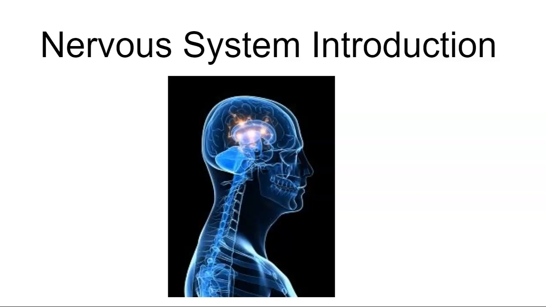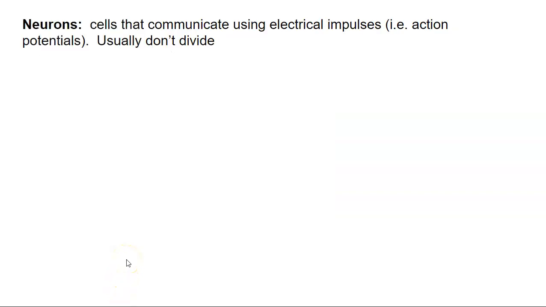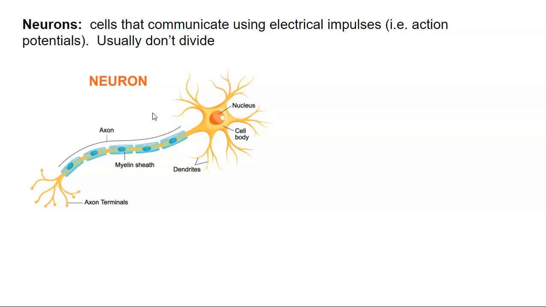This video will be a nervous system introduction. Neurons are the functional unit of the nervous system. Those are cells that communicate using electrical impulses or action potentials. And neurons usually don't divide. So here's a cartoon neuron.